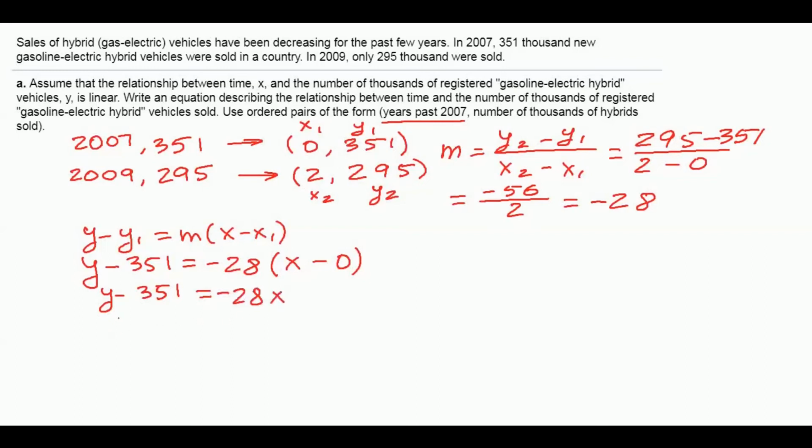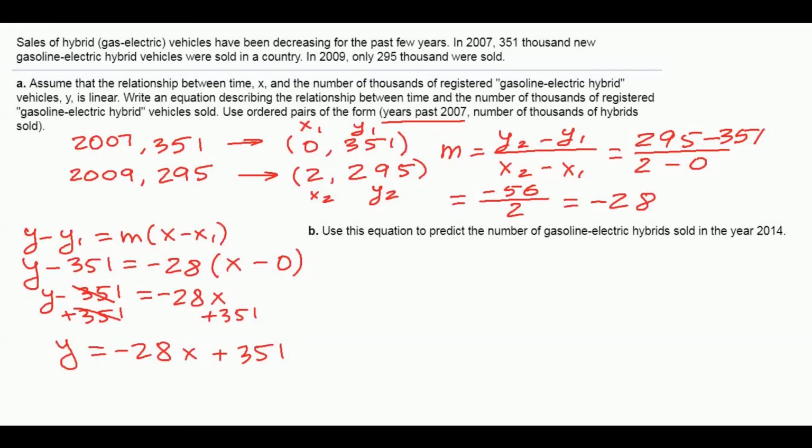And just to solve this equation for y, I add 351 to both sides. On the left side of equation I cancel negative 351 with positive 351, it will be only y equals negative 28x plus 351. It will be linear equation describing the relationship between time x and the number of thousand of vehicles y.